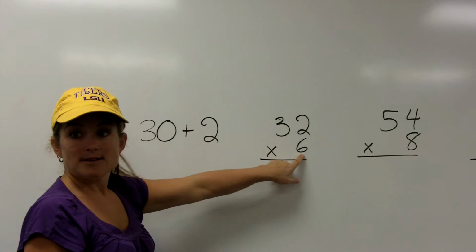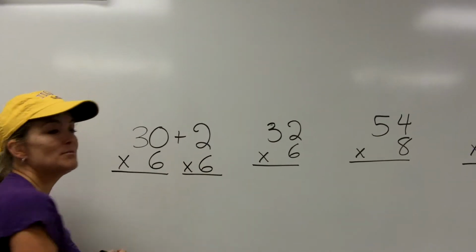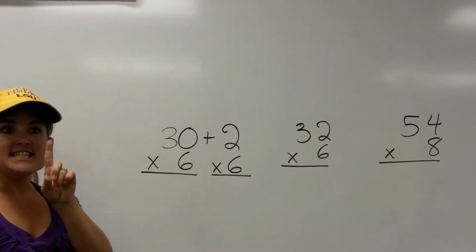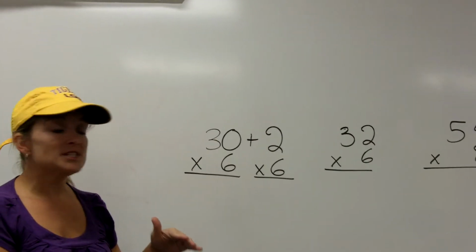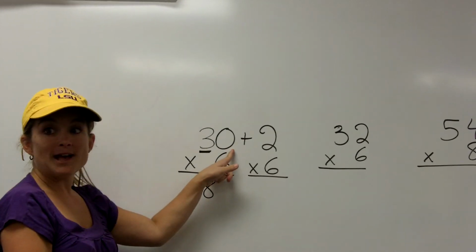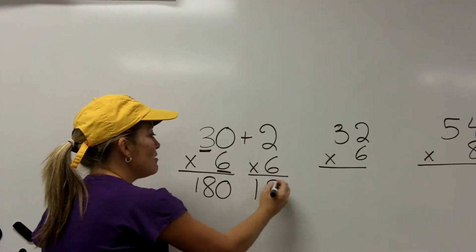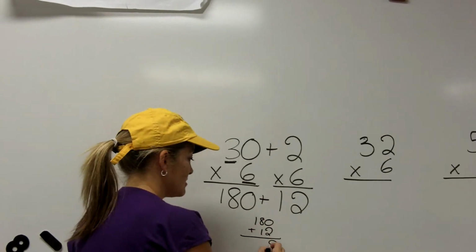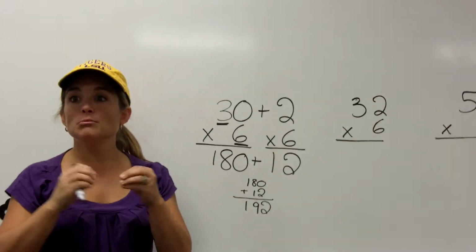So now I can take 6, I can multiply 6 by 30, I can multiply 2 times 6. Does anybody know what 30 times 6 is? It's the same idea as the tens, multiplying by tens and hundreds. I take 3 times 6, and how many zeros do I have? 1. So it's 180. 2 times 6 is 12. I can put that back together and get 192. And what that's called is partial products.